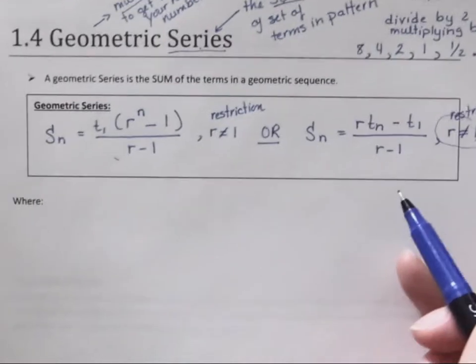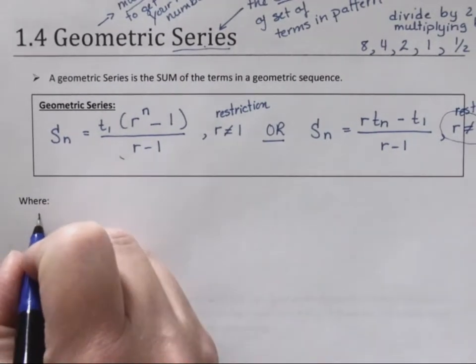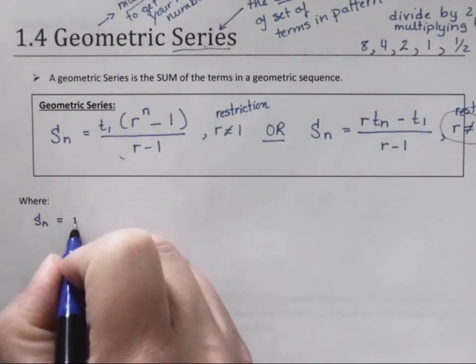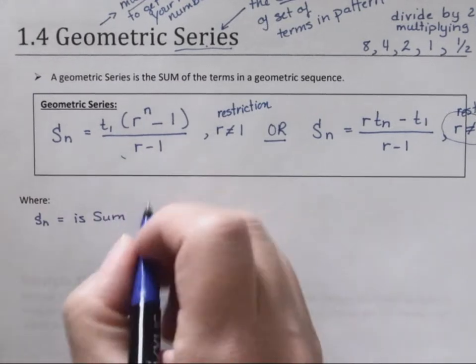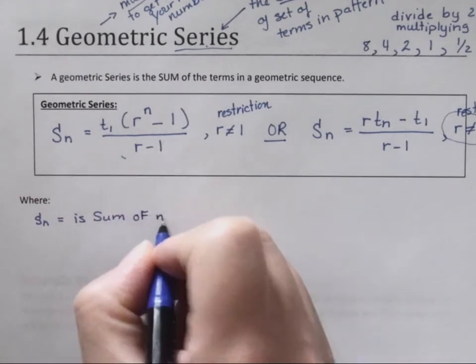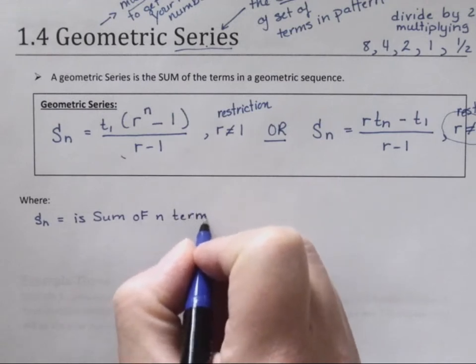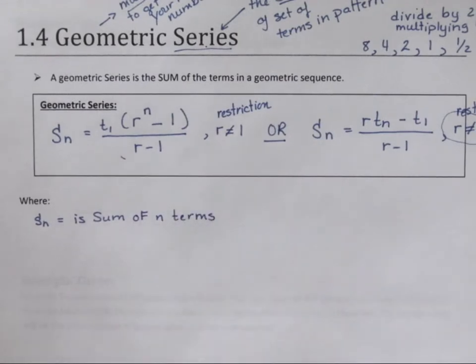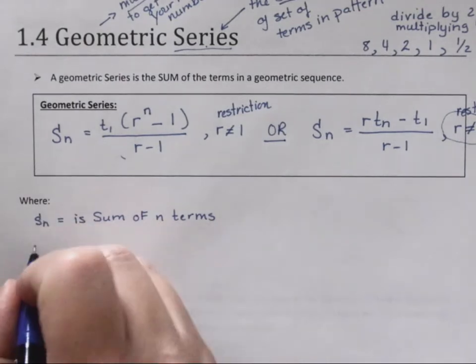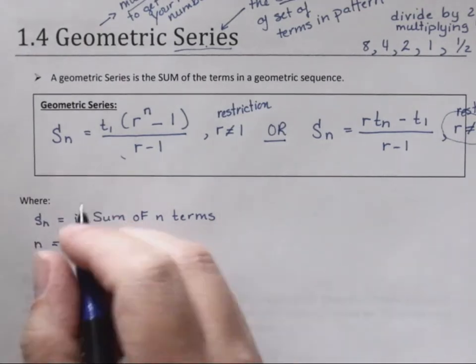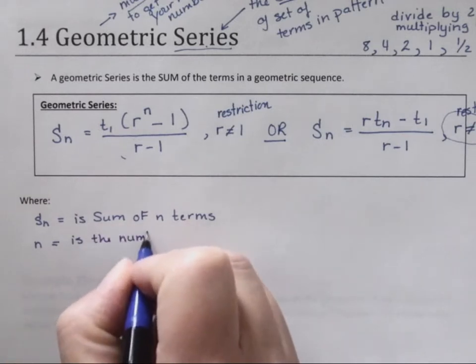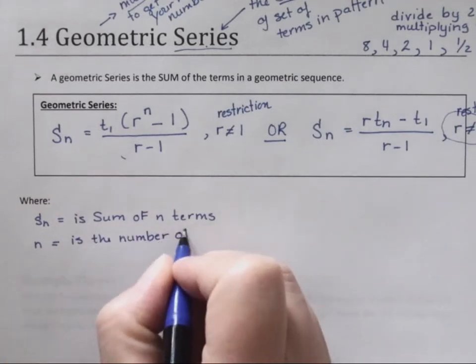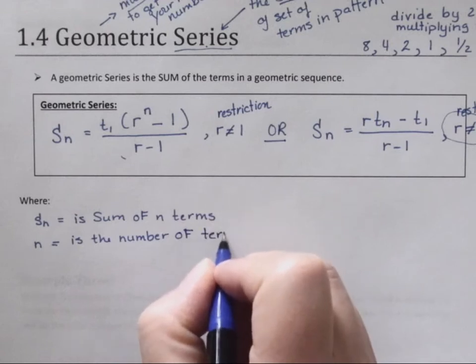Okay, so let's define some variables. Sn, this is the sum, hence the letter S, of n terms. So it's just saying, hey, I'm summing, and if your number's 10, then the n would be 10. Let's jump right into n. n is the number of terms.